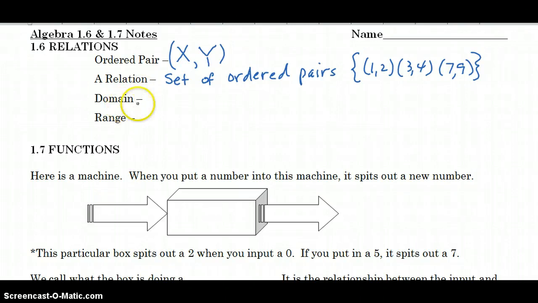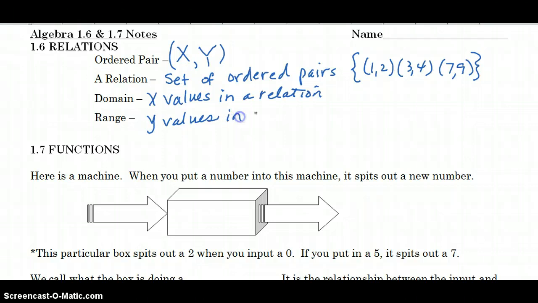In a set, all of the X values are called your domain. The X values in a relation. Again, a relation was a set of ordered pairs. So the Y values make up the range.